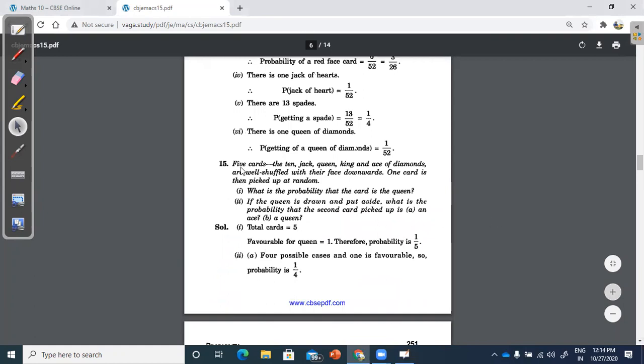Right. Then we have 5 cards, 10, jack, queen, king, and ace of diamonds, which are well shuffled. One card is picked at random. What is the probability that it is a queen? So here the full packet is not there.